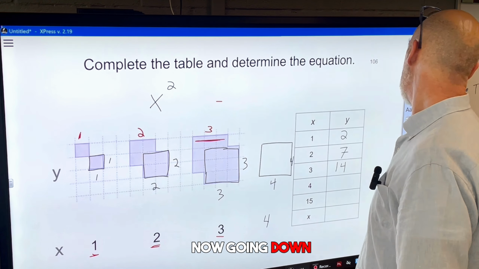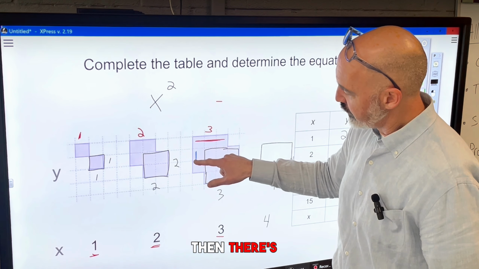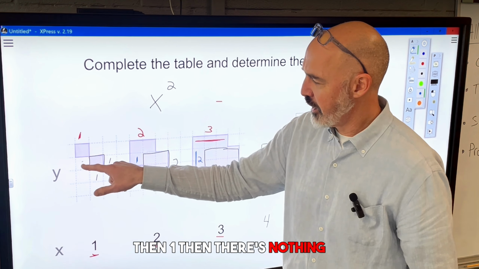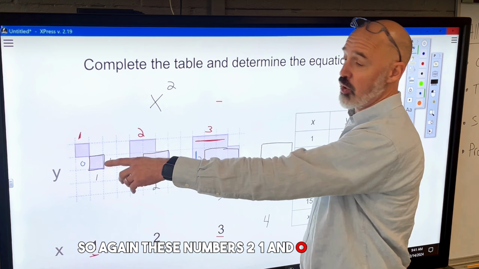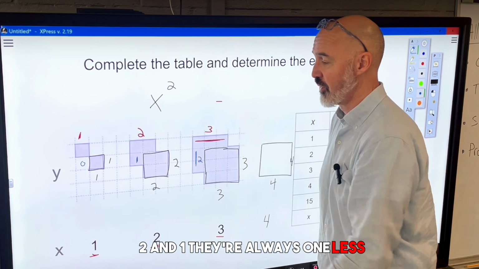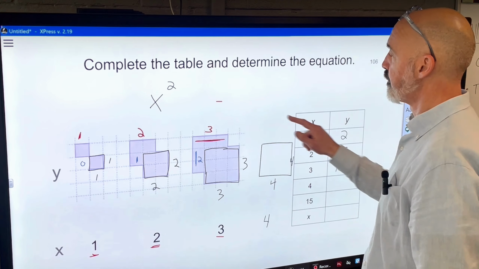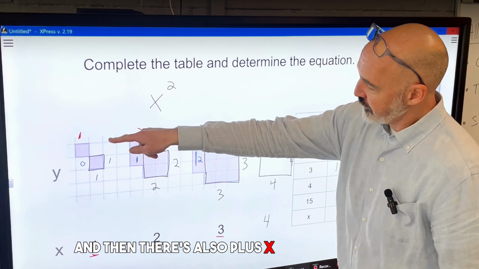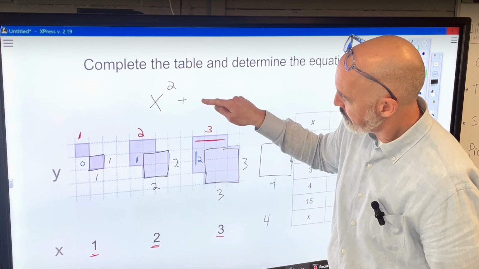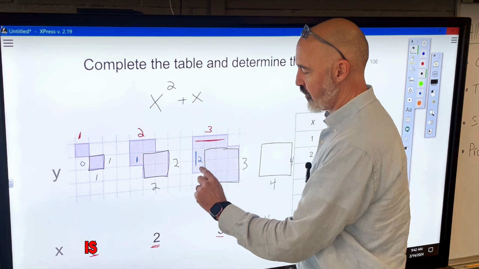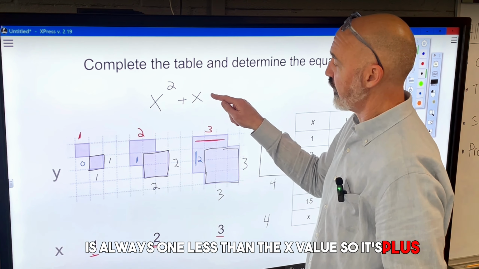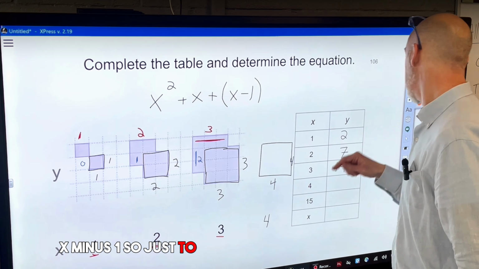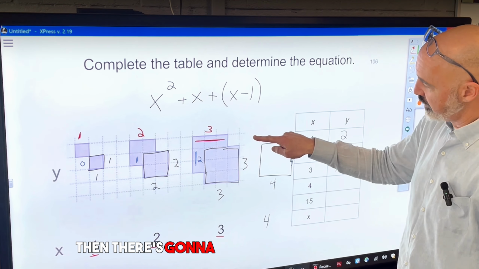Now, going down, then there's 2, then 1, then there's nothing there. So again, these numbers 2, 1, and 0 are related to 3, 2, and 1. They're always 1 less. So let's go back to our equation up here. We know there's an x squared involved, and then there's also plus x, that's the 3, 2, and 1. But then this section is always 1 less than the x value, so it's plus x minus 1.